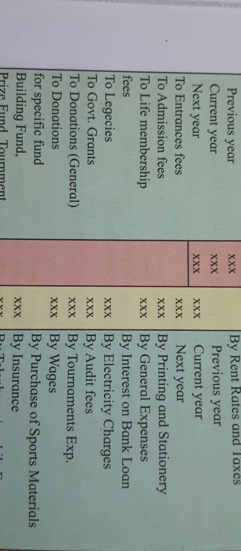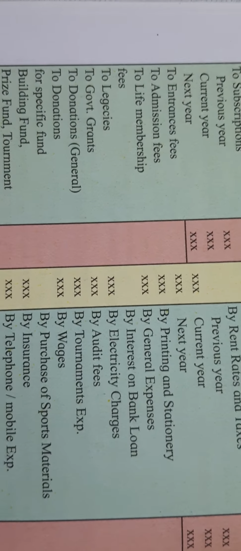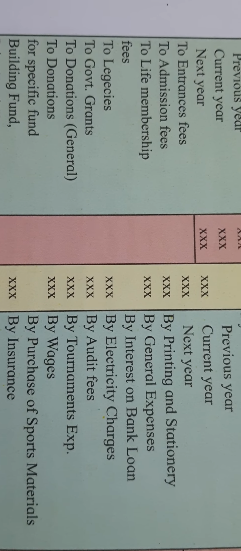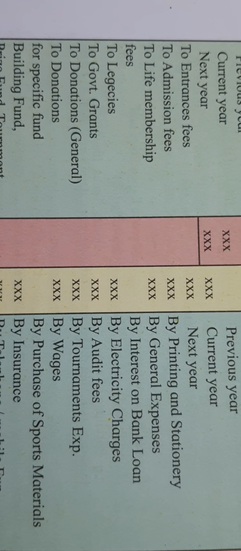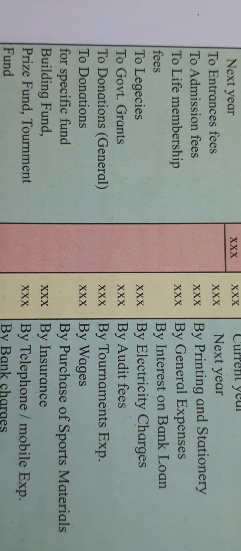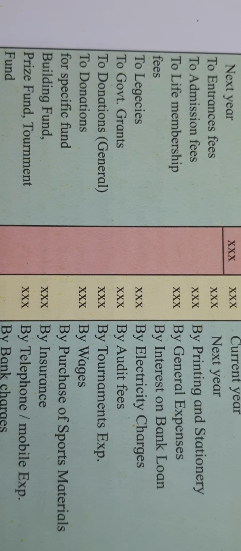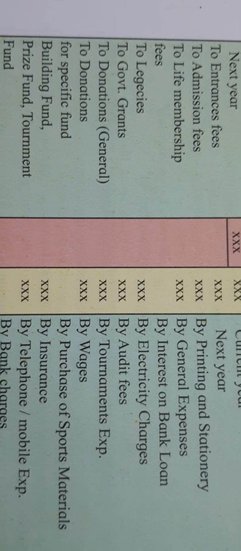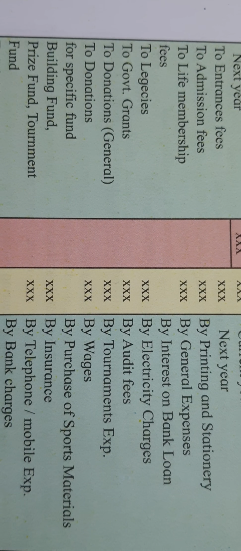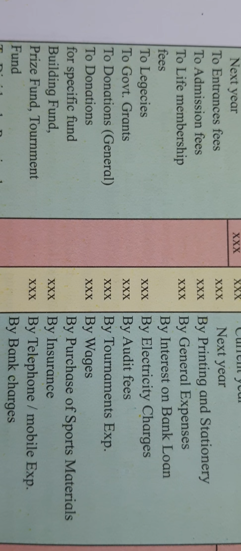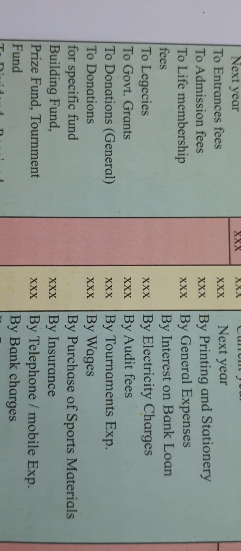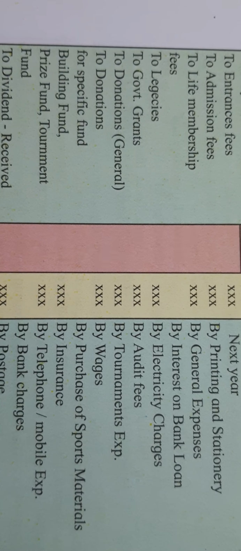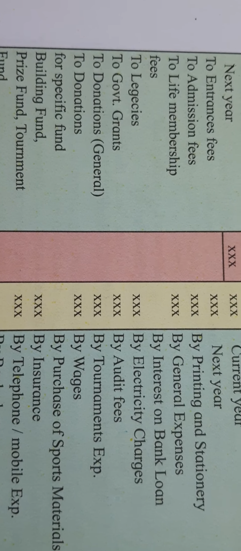It means, suppose a person makes a will, and he mentions in that will that after his death, whatever money and property he has will be given to so and so NPO for child education, right? After that it will be given to that NPO. It is known as legacy. Then government grants.